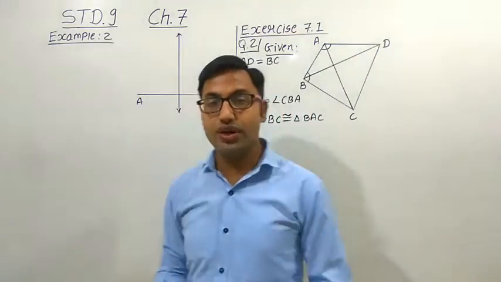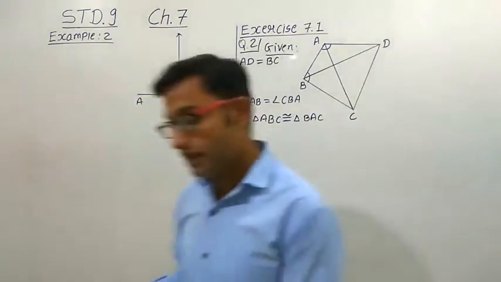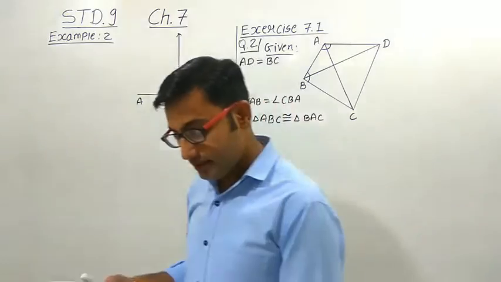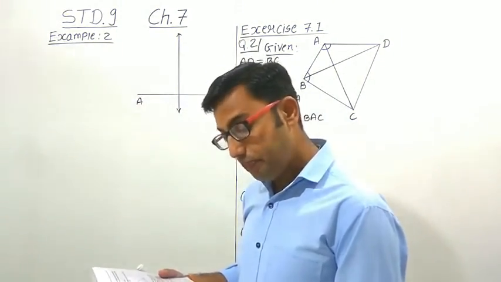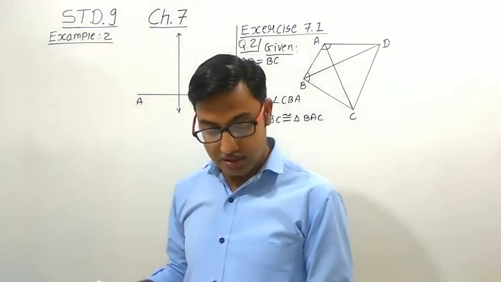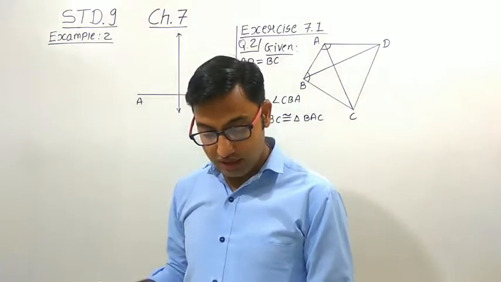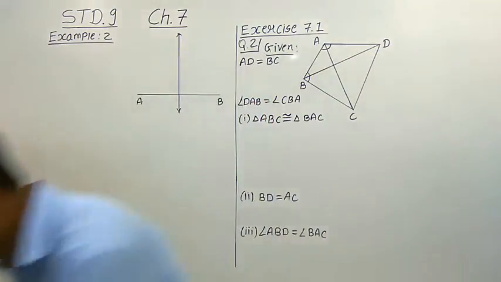Hello students, today we will study example number 2. The question is: AB is a line segment and line L is its perpendicular bisector. If a point P lies on L, show that P is equidistant from A and B.